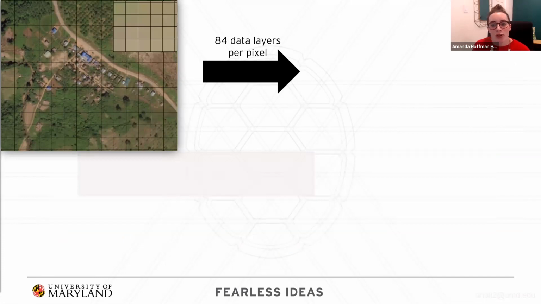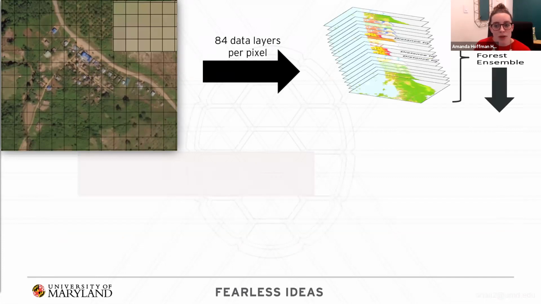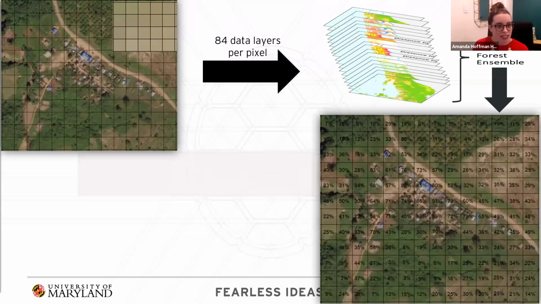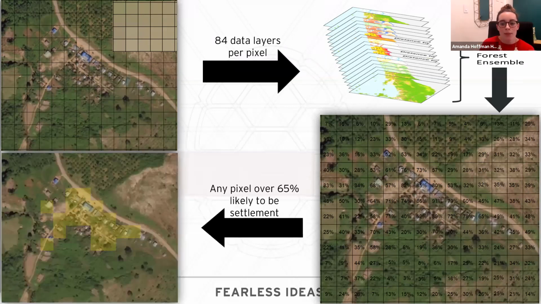These 84 layers were put into a random forest machine learning algorithm, which ultimately assigned each 30-meter pixel a value representing the likelihood of it containing a settlement. After conducting an accuracy assessment, I decided that the best cutoff value was 65% likelihood of settlement presence, which created a binary map that looks like this.